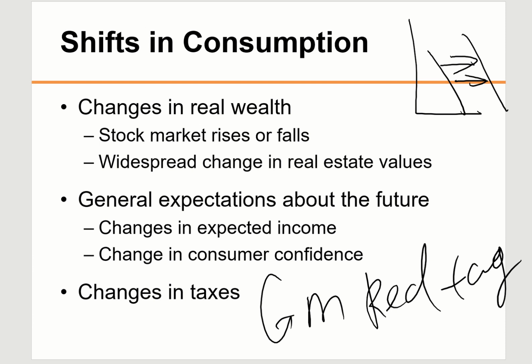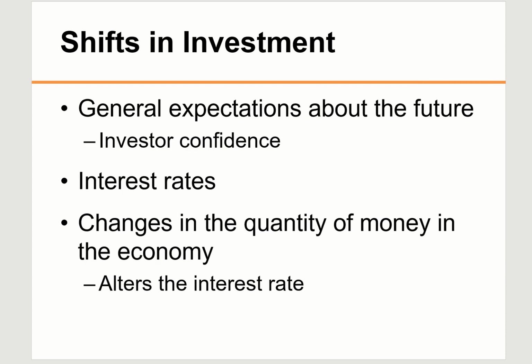And then the last one is your tax. Any time our consumer tax changes, it can also change our consumption level. This will be your income tax, your sales tax. Those will all have an impact on consumer consumption level. And whenever consumer consumption level changes, we're going to shift our aggregate demand curve: increase to the right, decrease to the left. All right, next, investment.